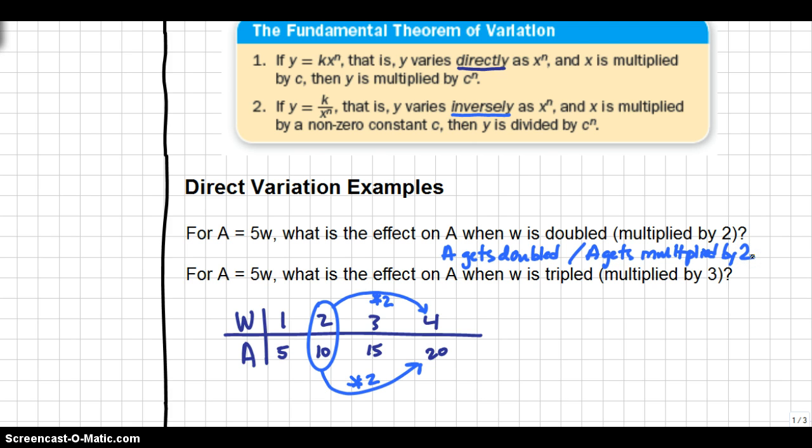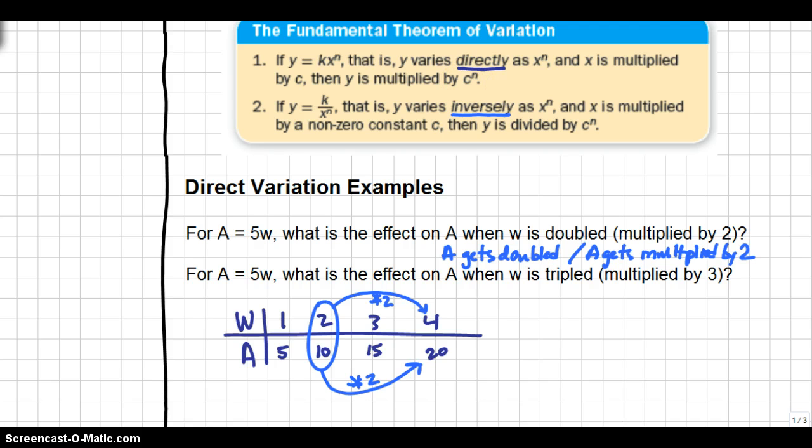Let's see if that matches with what the fundamental theorem would say. If x, or in this case w, gets multiplied by 2, then y, or a, gets multiplied by 2 to the n. We didn't have an n, so it just stays as a regular 2.